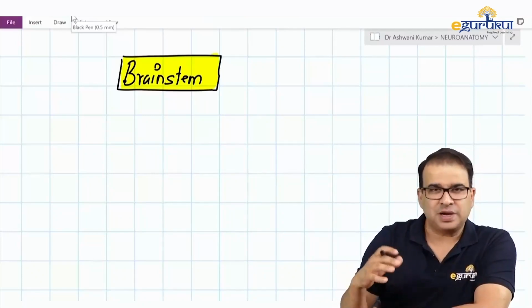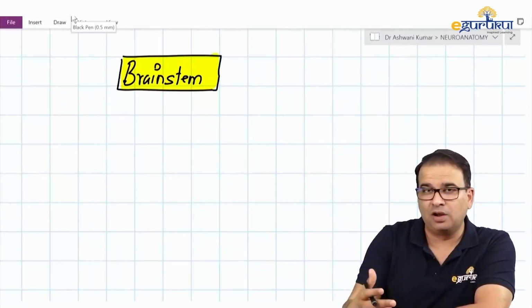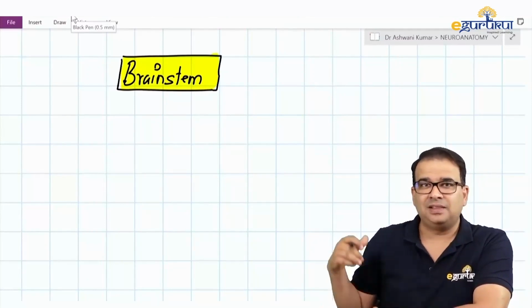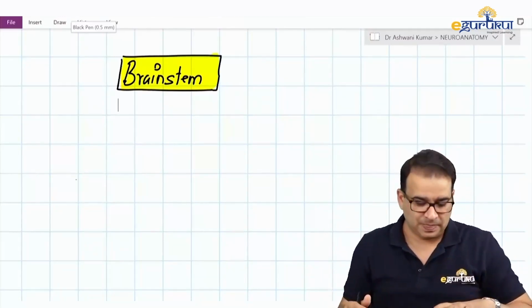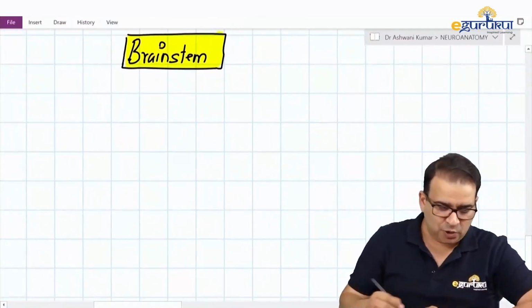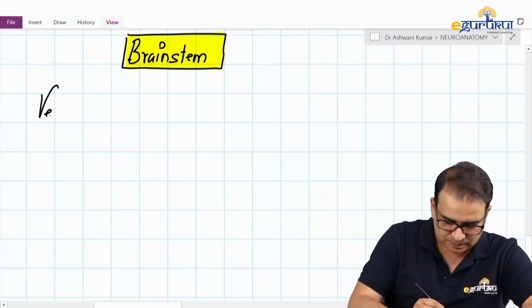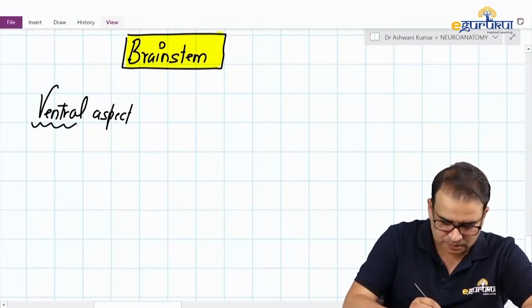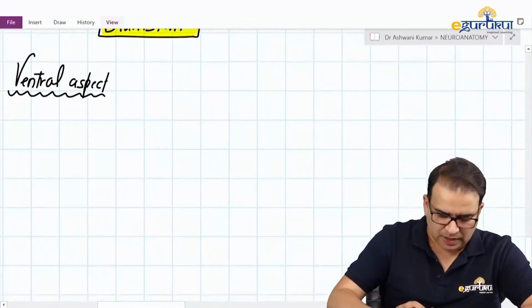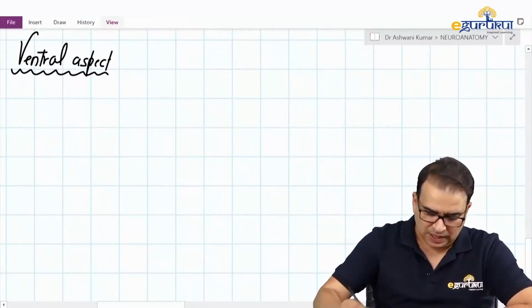So this is a topic in which again, whatever we discussed in head and neck, the cranial nerve nuclei, the cranial nerve columns, the cranial nerves itself, and the tracts we discussed in spinal cord. So this topic is an amalgam of everything. So first we are looking at the ventral aspect of brainstem. Okay, let me draw it for you and then I'm going to show you some pictures from the atlas also.